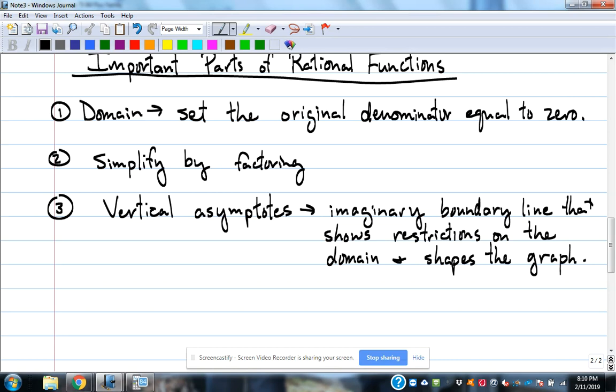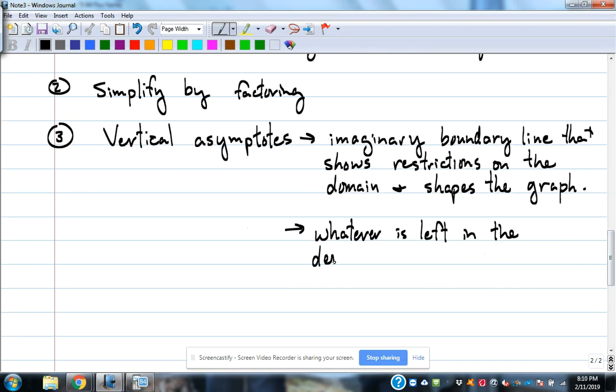It's going to shape the graph. So that graph's going to come up close to it. It's not going to ever touch it. It's going to get close to it. So you've got to look for that. So vertical asymptotes are going to be found next. Vertical asymptotes are whatever is left in the denominator after simplifying. We're going to set that equal to 0.